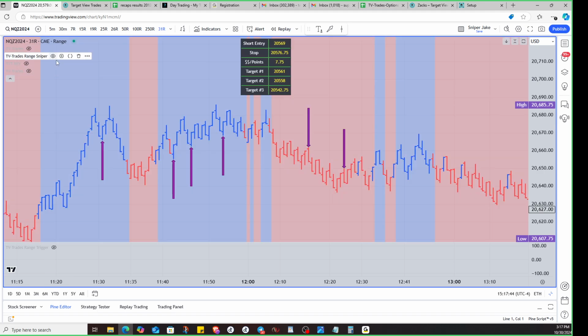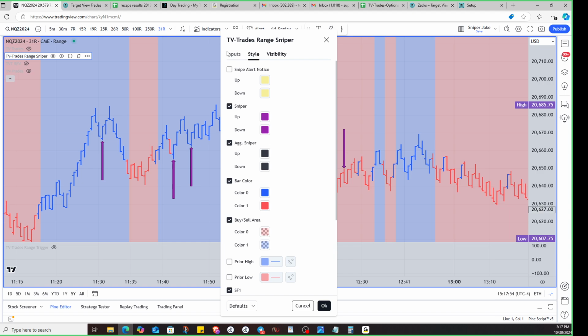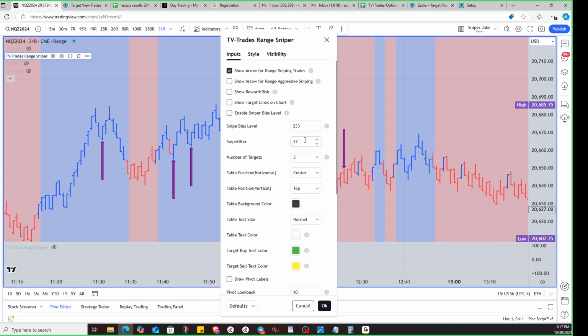But the other thing that the sniper has that I don't have anywhere else, and is he in here? He's not. All right. Well, he was asking for this for weeks, for like a month. This is going to go with the range trigger when I get the range trigger up here. So let me finish talking about the sniper first, okay?